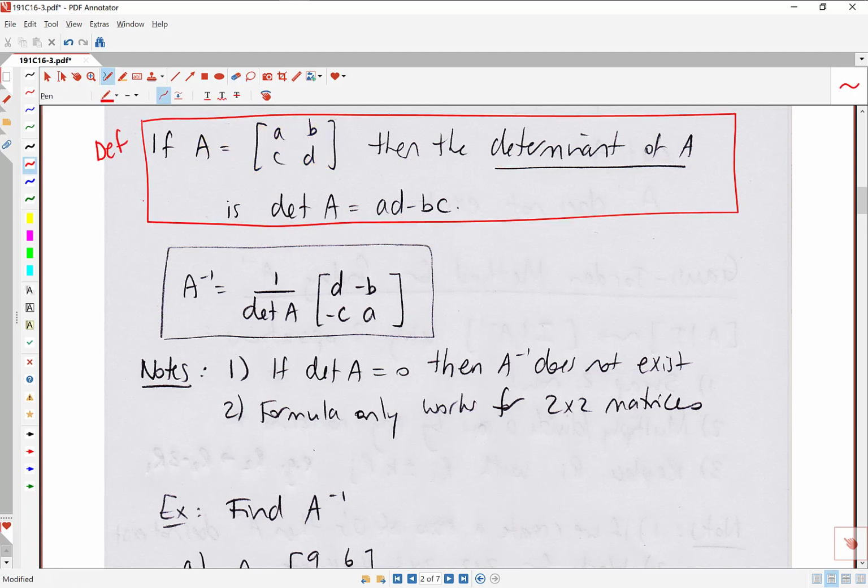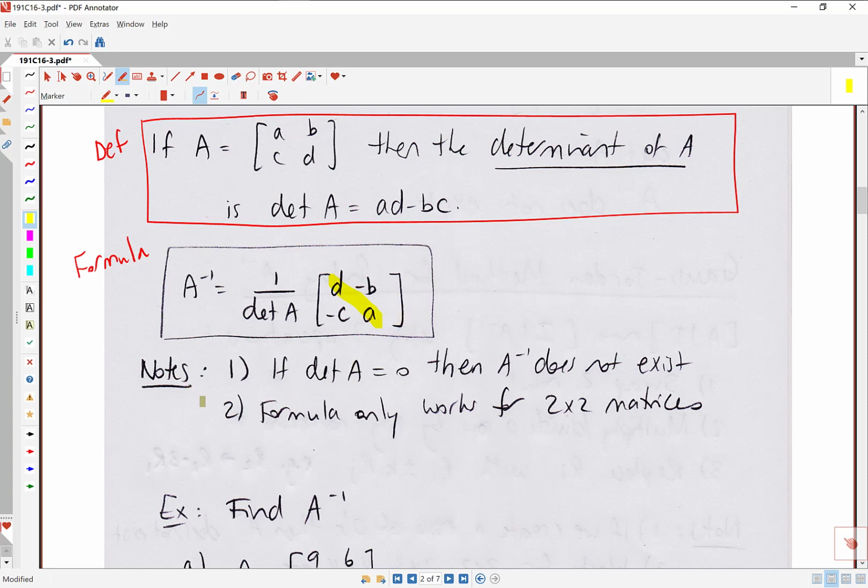Now that we've got that definition down, we can write down a formula for the inverse of a 2 by 2 matrix. A inverse is going to look like 1 over the determinant of A times the following matrix. Let's pay attention to what's happening inside the matrix. The entries on the diagonal have reversed, so we've just swapped the A and the D. And then the entries on the off diagonal have changed their signs. So that's our formula for A inverse, 1 over the determinant of A times this modified 2 by 2 matrix.